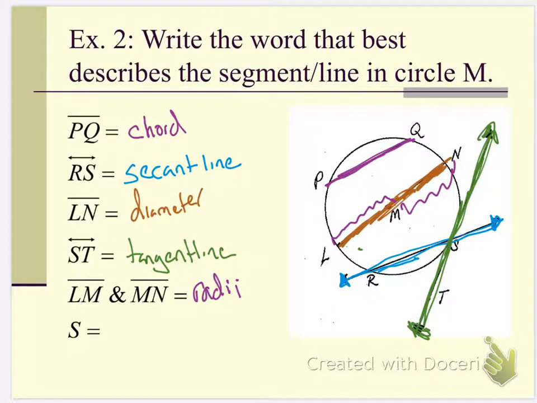And then we have S, and that's going to be your point of tangency, because that's where the tangent line connects. So point of tangency, because that's where your tangent line connects. That's why we call it the point of tangency.